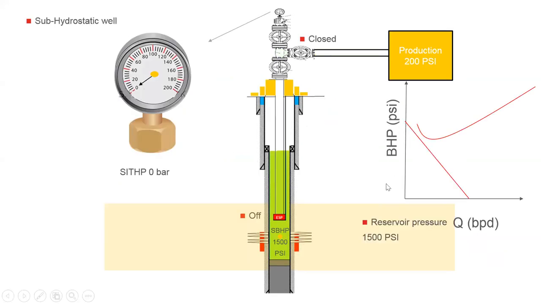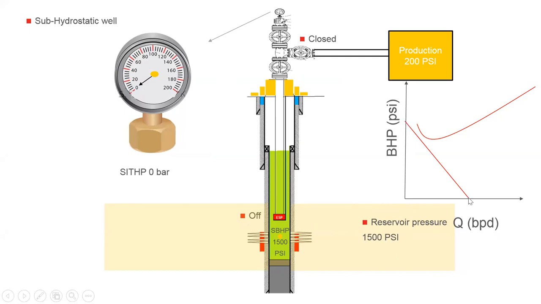From the IPR, it is clear that at zero rate, there is zero drawdown, meaning the static conditions. The static bottom hole pressure will be the same as the reservoir pressure: zero drawdown and zero rate, meaning the bottom hole pressure is the same as the reservoir pressure. The pressure differential is zero and the rate is zero, represented by this point.